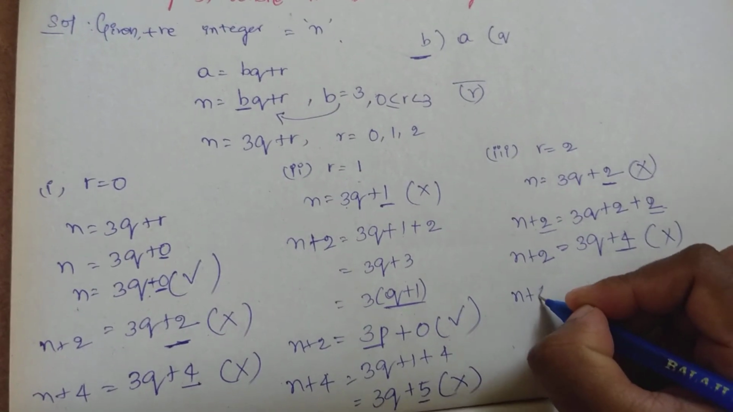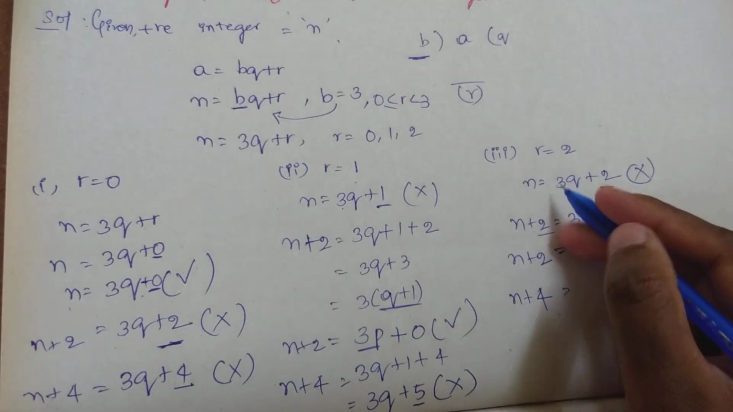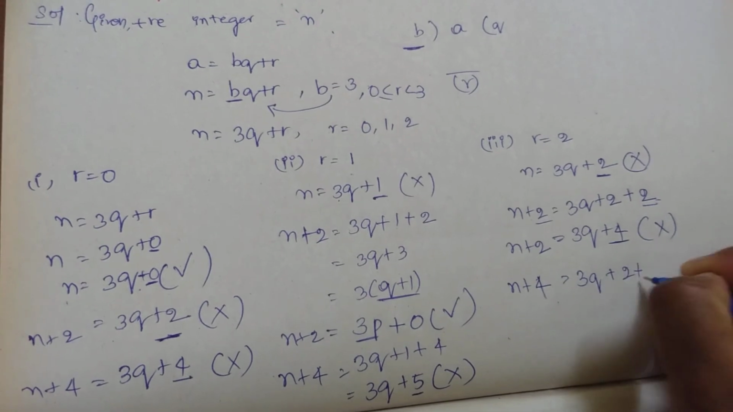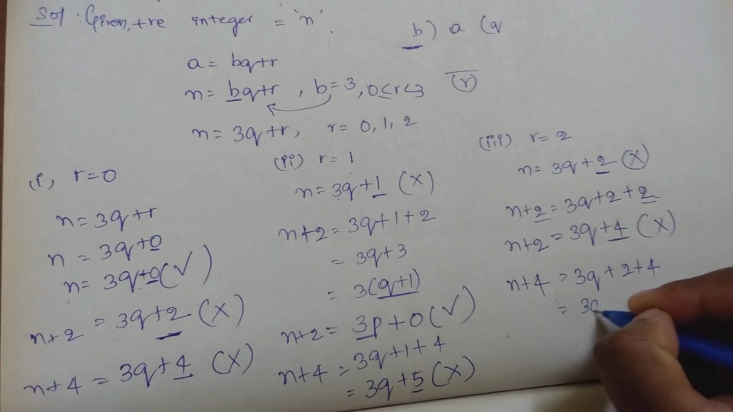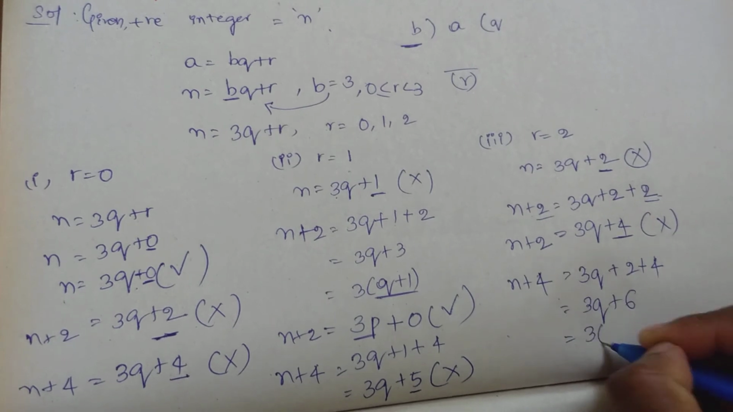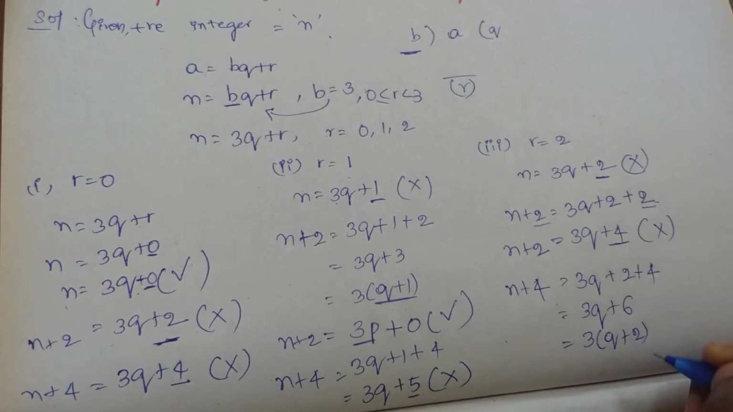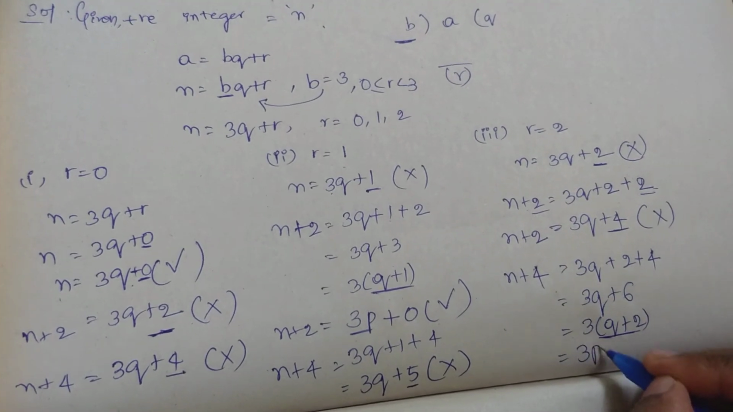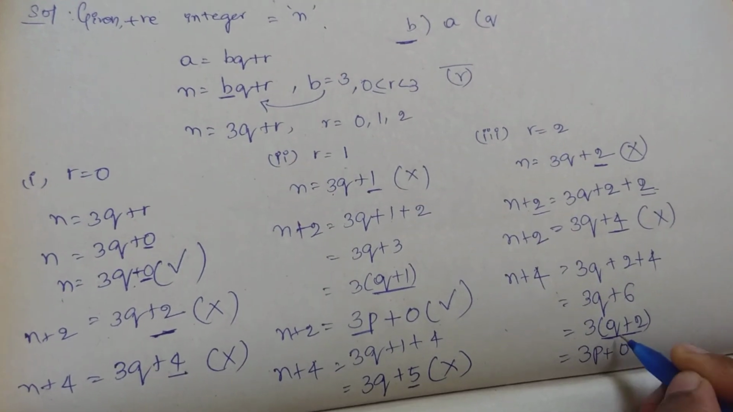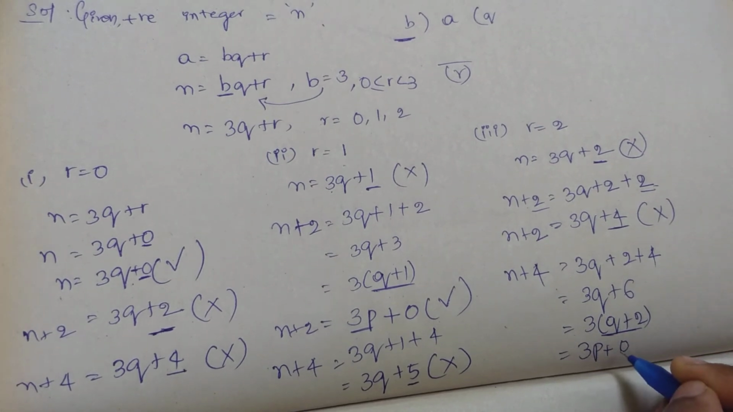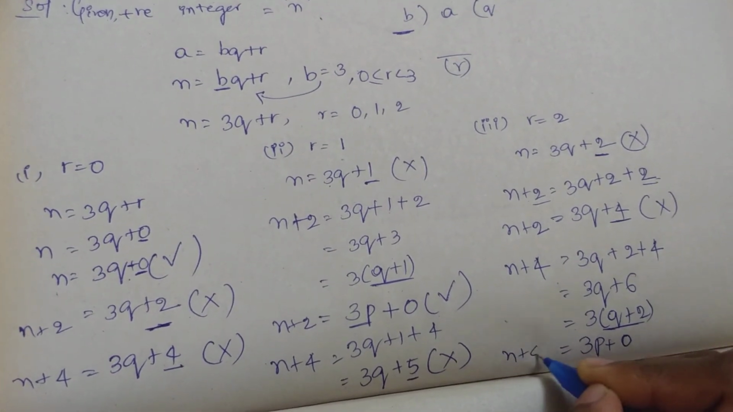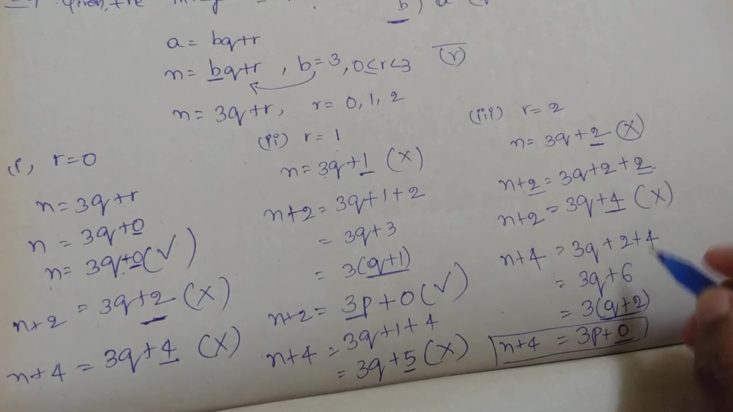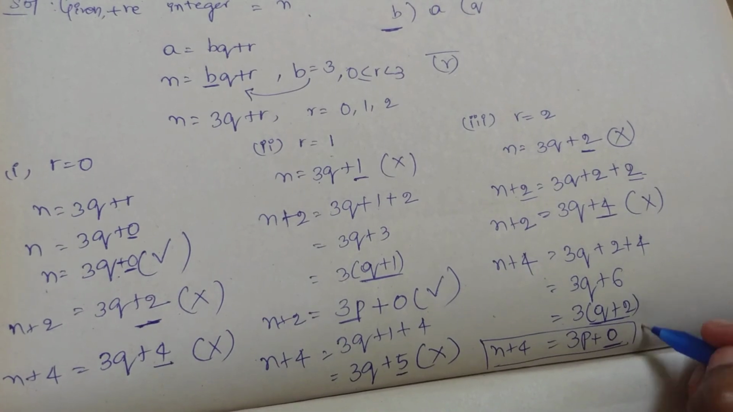Let's move on to n plus 4. For this equation we have to add 4 on both sides: 3q plus 2 plus 4. You'll get 3q plus 6. Taking 3 common, you'll get 3 into q plus 2. Assuming this as p, it becomes 3p plus 0. So n plus 4 equals 3p plus 0. The remainder is 0, hence in the case of r equals 2, n plus 4 is divisible by 3.